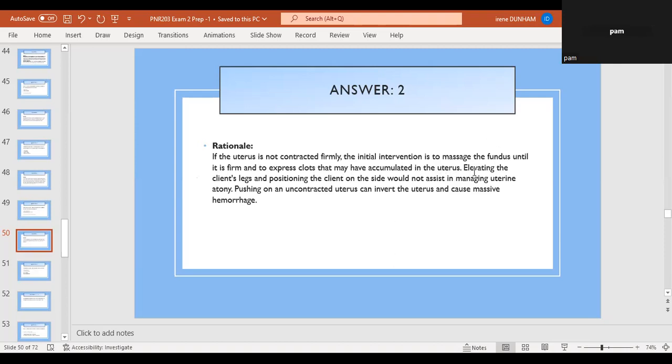Now, elevating the client's legs and positioning the client on the side would not assist in managing a uterine atony. So that's a uterus without tone. And pushing on an uncontracted uterus can invert the uterus and cause massive hemorrhage. Yeah, you don't want to do that. No, you don't want to invert a uterus.